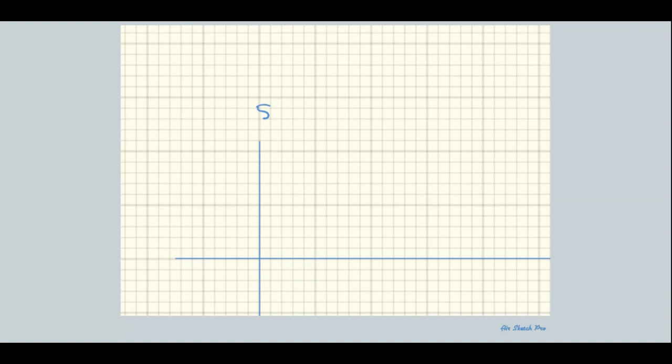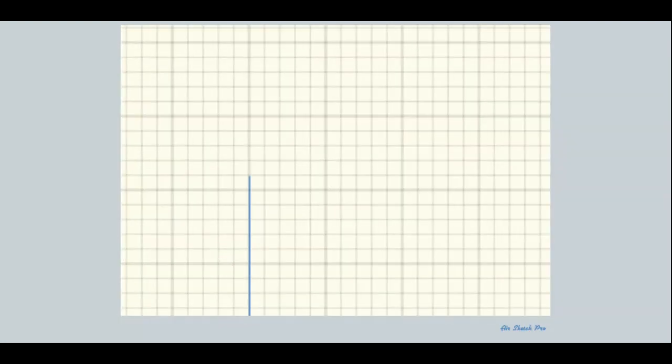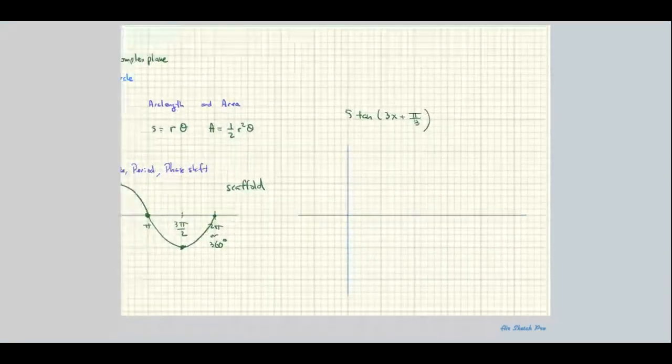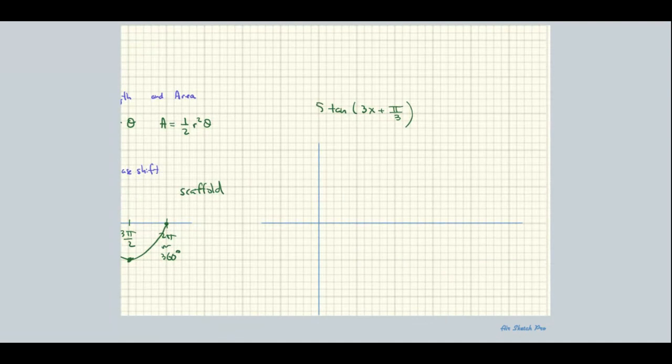Let's do this example this time. We're going to do 5 tan of 3x plus pi over 3. Okay? This is a fairly simple one. On this one, what's the amplitude, guys? Somebody tell me what the amplitude is.